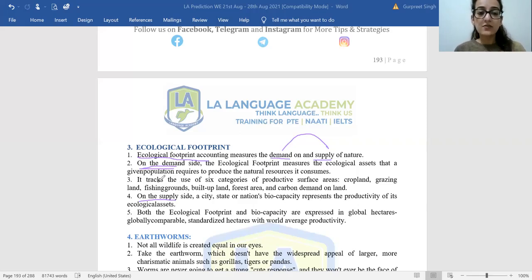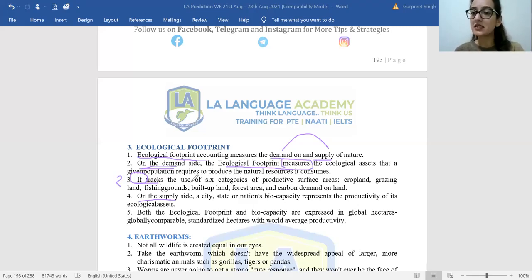And then the next one is it tracks, because if you see in the previous sentence, we said ecological footprint measures, meaning this is work done by the ecological footprint. And the next sentence also says it tracks. Tracks means again doing some kind of work. So here it's important to understand what this it stands for. It is standing for ecological footprint. So ecological footprint measures something.